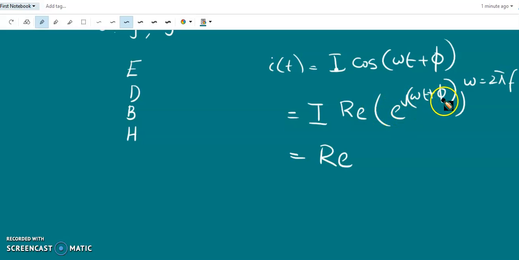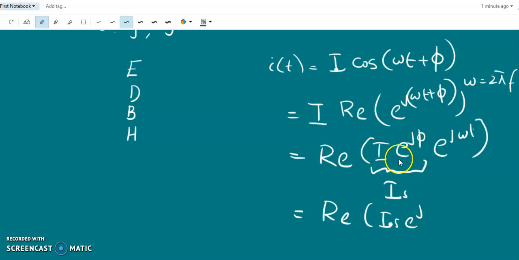e to the power j(omega t plus phi) is cos(omega t plus phi) plus j sin(omega t plus phi). So I e to the power j phi can be written into e to the power j omega t. Here I into e to the power j phi is called the scalar phasor Is. So this can be written as the real part of Is into e to the power j omega t, where Is is the scalar phasor that contains the amplitude and phase information, and that are independent of time.